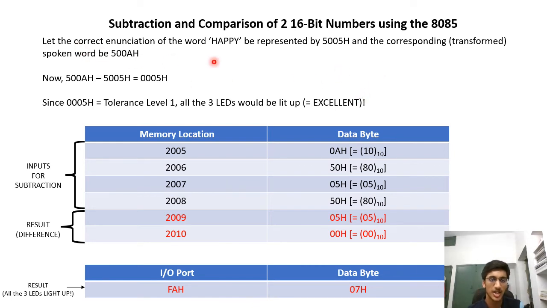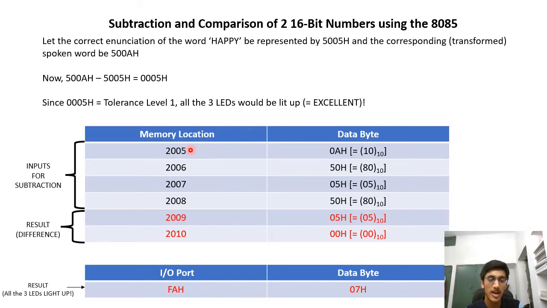Let the correct enunciation be of the word happy. I'm assuming over here the person who is suffering from speech disorder is checking his or her enunciation of the word happy. So let the correct enunciation of the word happy be represented by 5005H, and the corresponding transformed spoken word be 500AH. Essentially, this is the enunciation as done by that particular person suffering from the speech disorder, and this, as has already been indicated, is the correct enunciation. Consequently, the difference between the two is only 0005H, which is equivalent to the tolerance level 1, and therefore the person has demonstrated an excellent level of performance as regards the enunciation of the word happy, and therefore all the 3 LEDs would essentially be lit up.